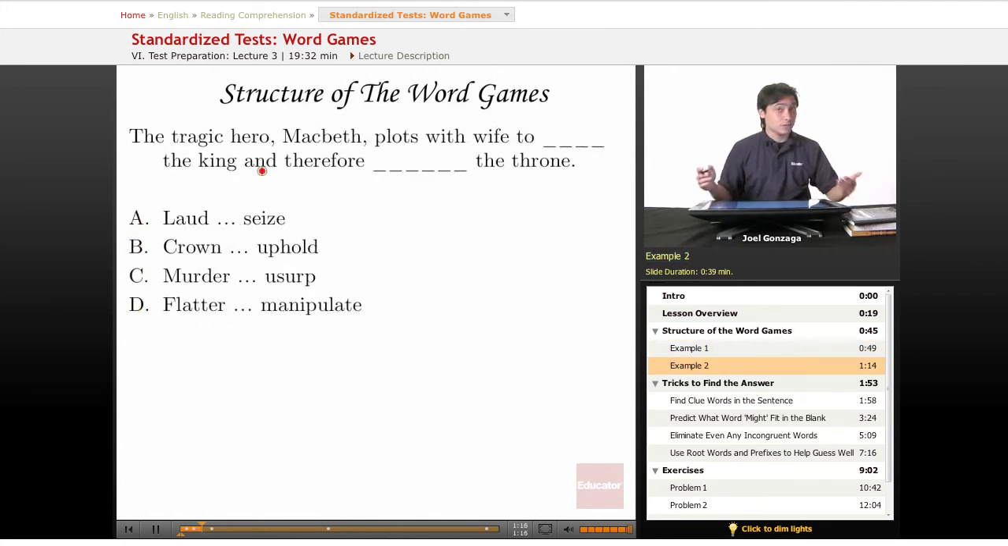What do you do when you have two blanks? Well, that's kind of scary and fun. Basically what's happening here is that we have the tragic hero plots with his wife to blank the king and therefore blank the throne. What do I mean by this? Well, we'd have to figure out which pair actually fits together.